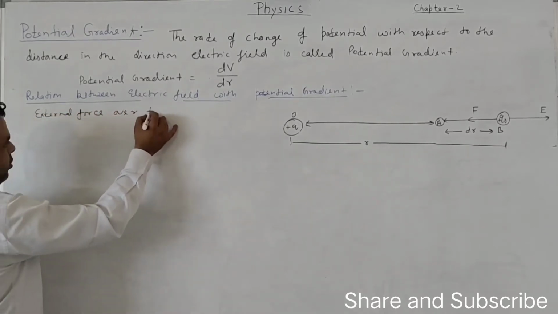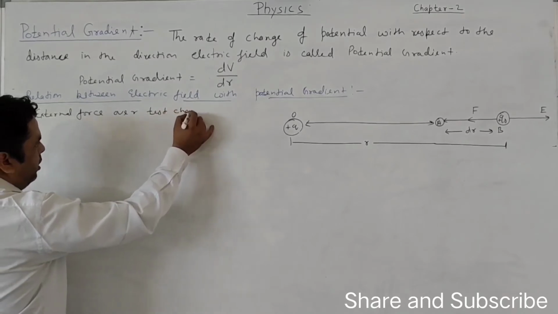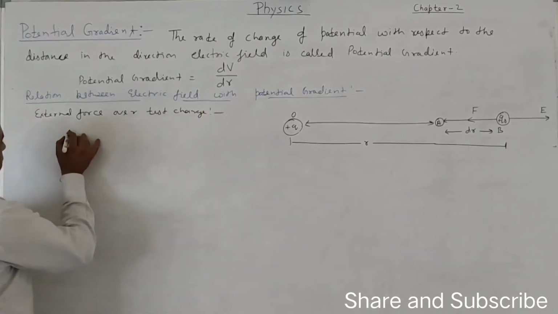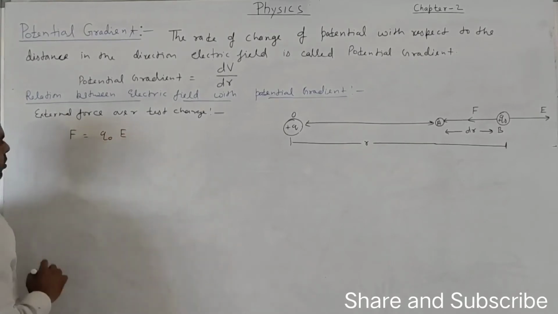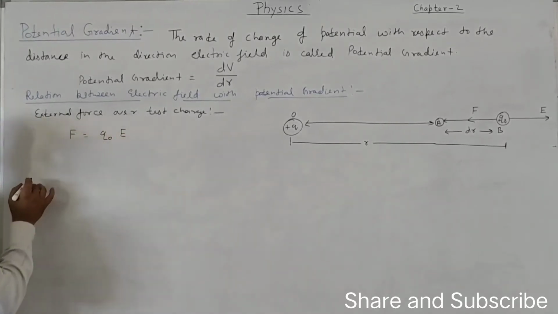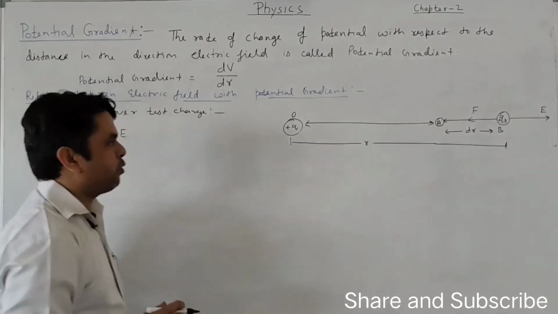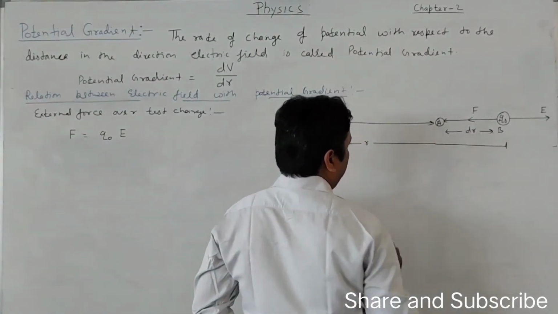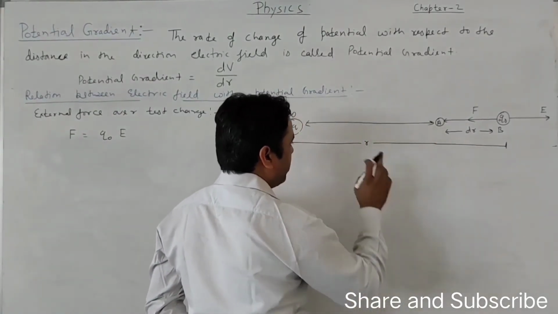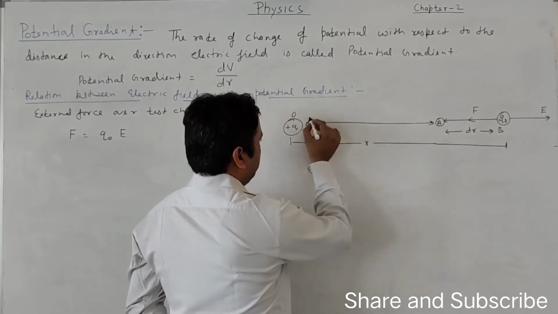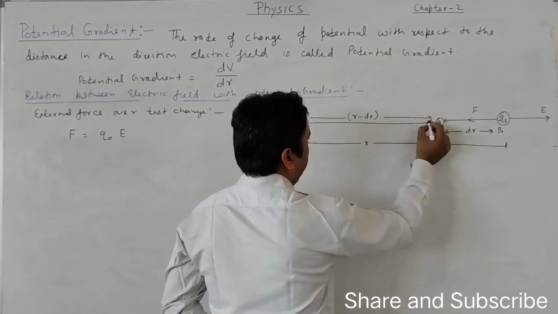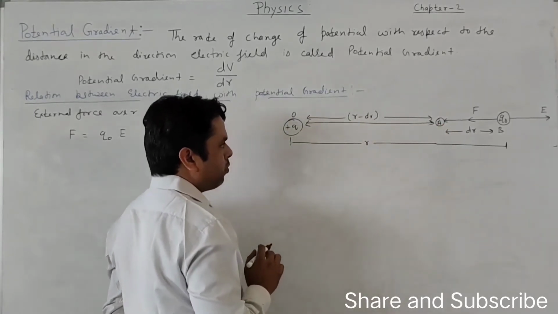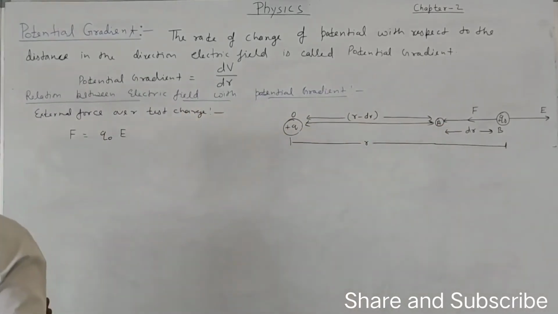So first of all, we will calculate the external force on the test charge. It will be F equal to the force against the electric field on the test charge. Due to that force, a small amount of displacement is done, out of the total distance. The remaining distance is left, from A to O.